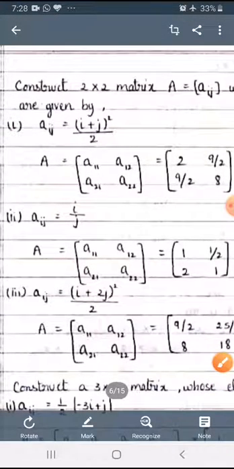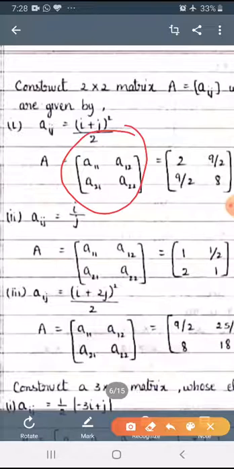Yes, see here, it is the constructing of our matrix. Here total A11, A12, that means first row first column, first row second column. Next A21, A22, that means second row first column, second row second column. Now that order is 2 by 2.